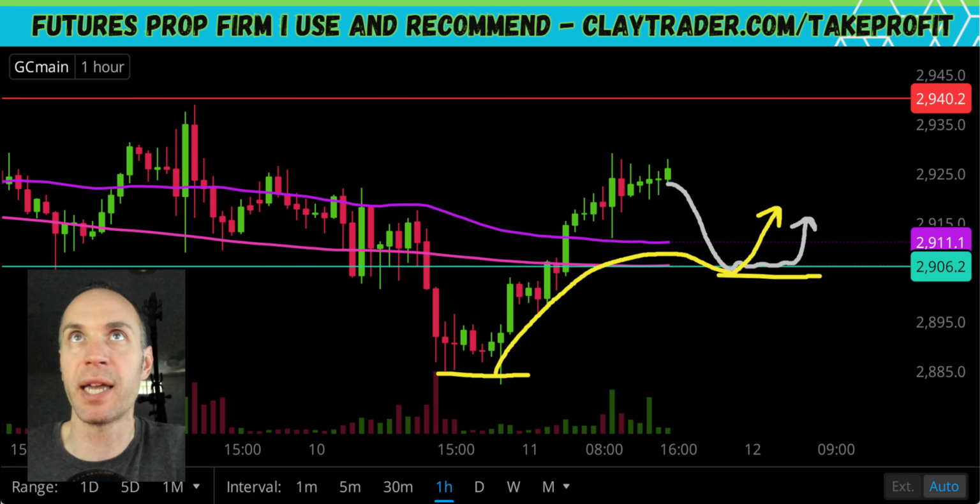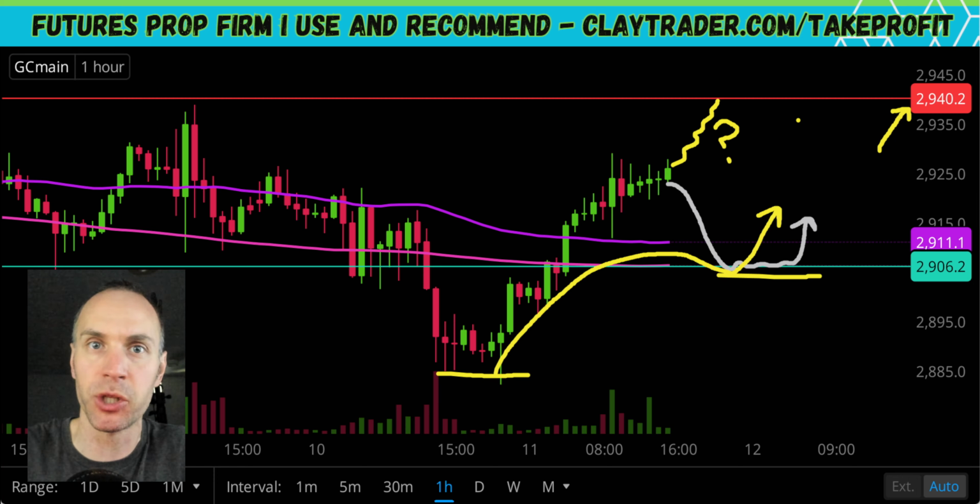So keep a close eye on 2906, and then in terms of areas of resistance, all eyes now you've got to think up there on that 2940 mark. So we'll see if this can make a move upwards and do battle with it. But all in all, very nice session here for gold.